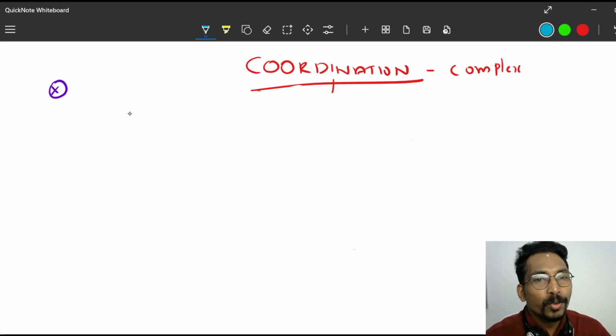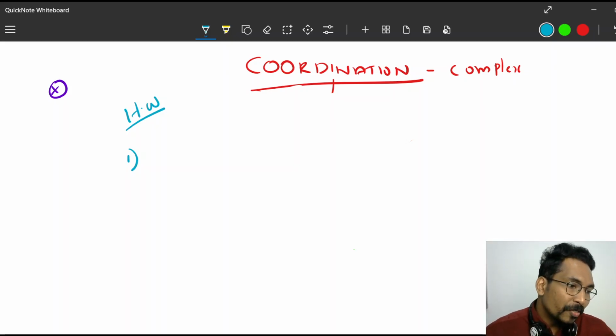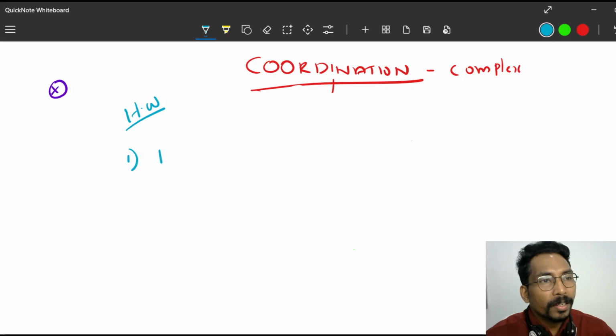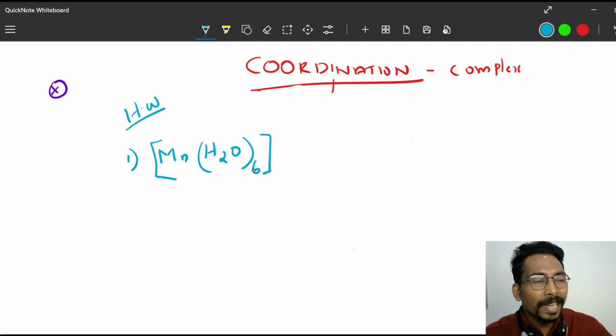Okay, so your homework. I am just giving you two compounds, that's enough, because sometimes it will be confusing if I give you more questions for homework. First one, [Mn(H2O)6]3+. It's very simple, you can do it very easily. Okay, first one.